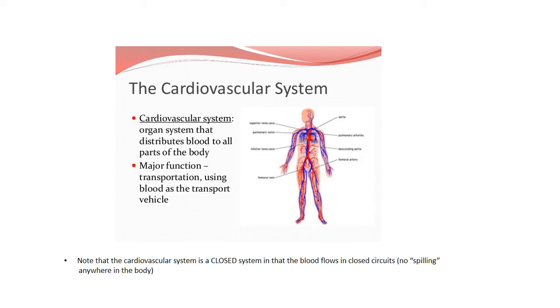The major function of the circulatory or cardiovascular system is transportation of the blood, using blood as the transport vehicle for substances that are needed by our cells, including gases, most of all oxygen, and also nutrients, and also some biologically active substances, hormones, etc. Now, I wrote at the bottom of this slide, note that the cardiovascular system is closed. It's a closed system in that the blood flows in closed circuits.